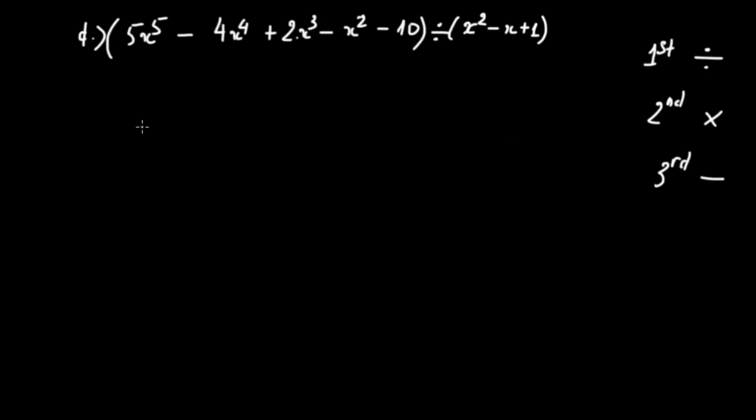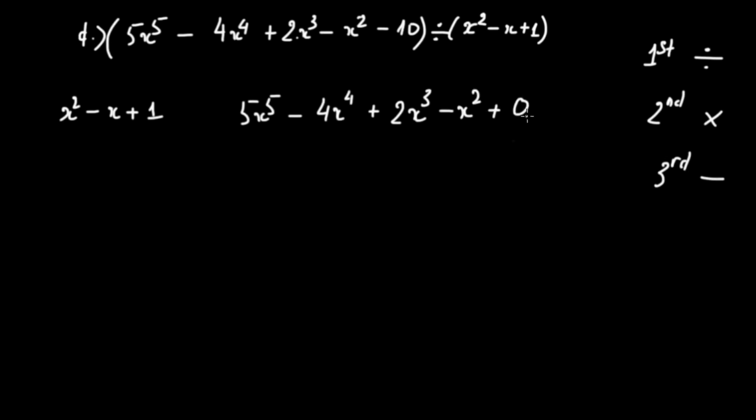Let's try another one. First of all, we need to set up the problem. We need to write down the divisor here. X squared minus x plus 1. Next, we put the whole expression here. 5x to the 5th minus 4x to the 4th plus 2x to the 3rd minus x squared plus 0 times x minus 10.